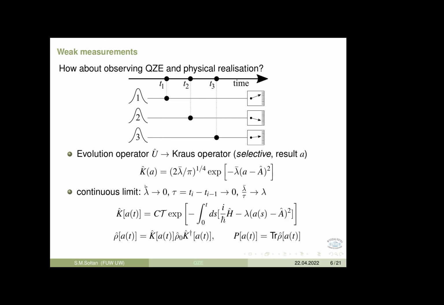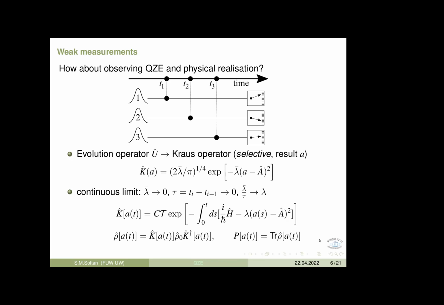Basically, if we take the coupling strength of the probes to the system to 0, and the times between measurements to 0, but in such a manner that the ratio of these two things goes to some constant, then we may obtain strictly the Krauss operator for continuous measurement, in which it is a sort of a functional, whose argument is a function describing the measurement results in time. And naturally, we could obtain the density matrix conditioned on the specific series of outcomes, and we could obtain the probability of a specific series of outcomes.